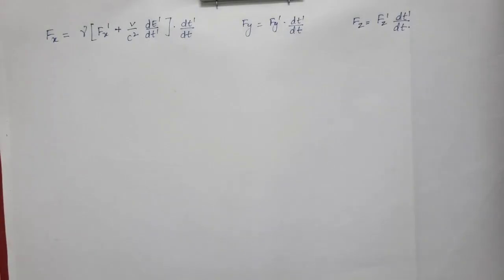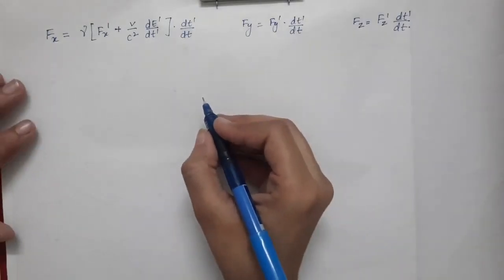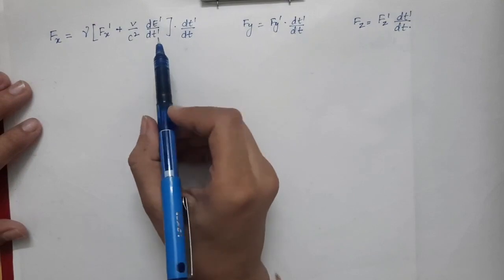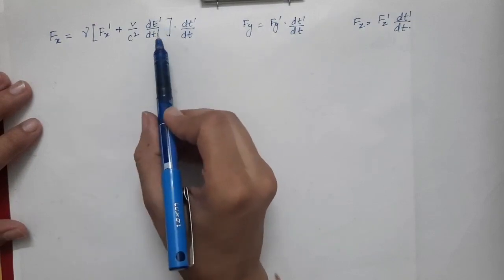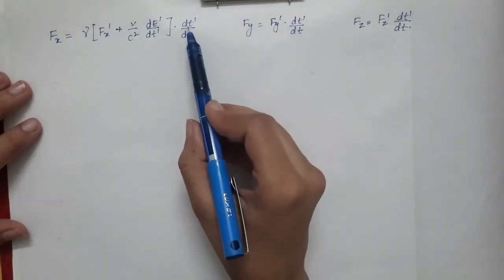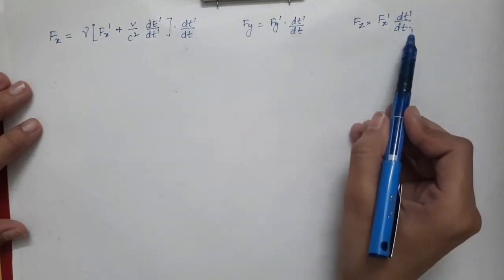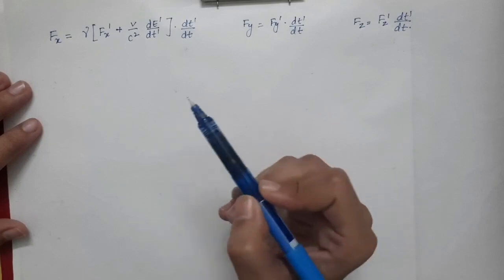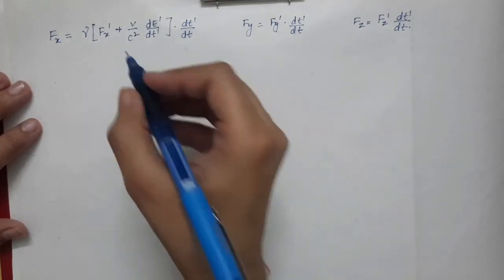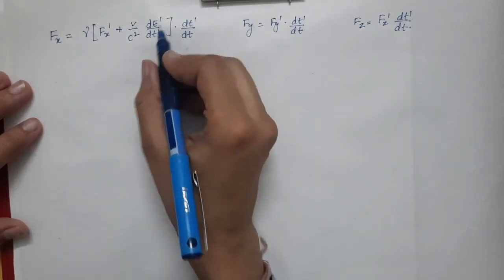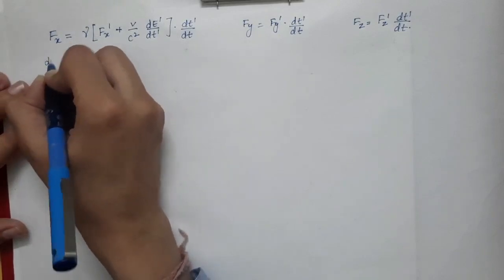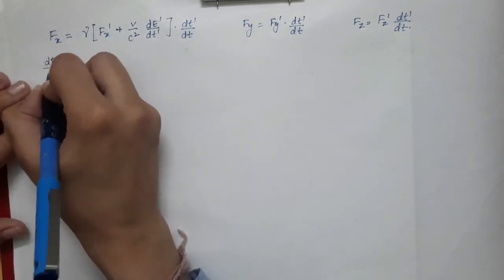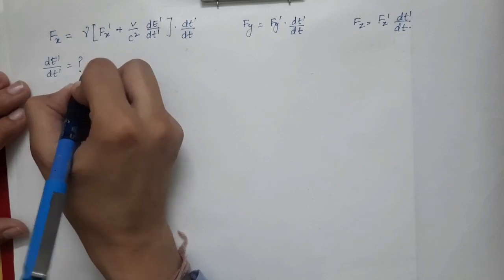These formulas we have already derived in the previous lecture, and there we said that first of all we need to find dE prime by dt prime and the expression of dt prime by dt, and then we will insert both expressions in these formulas and we will get the final results. So first of all we are going to find dE prime by dt prime.